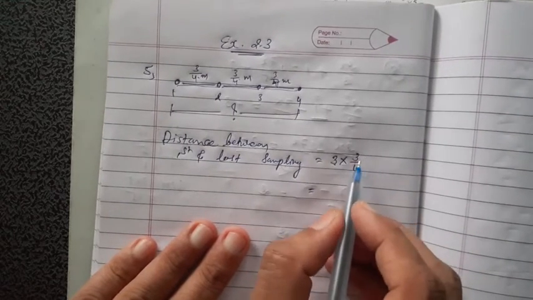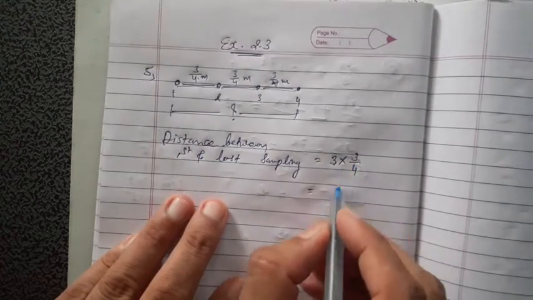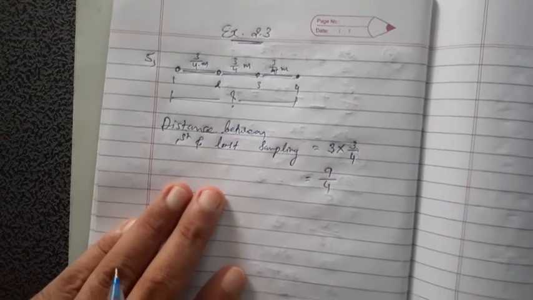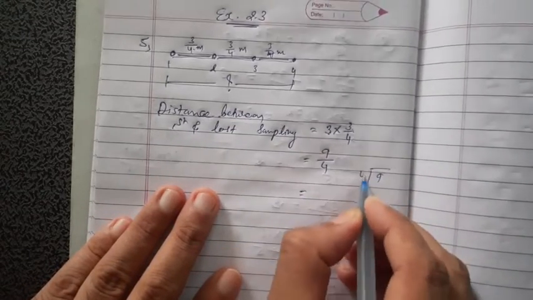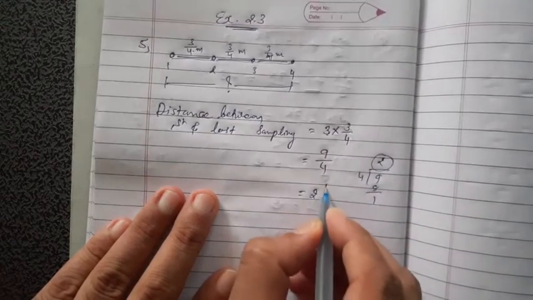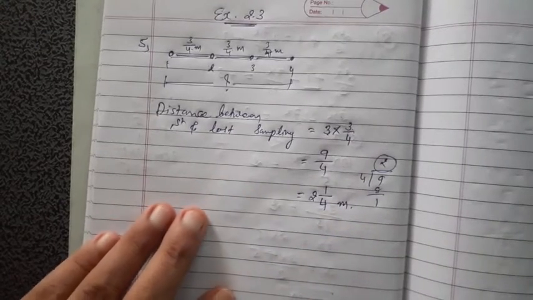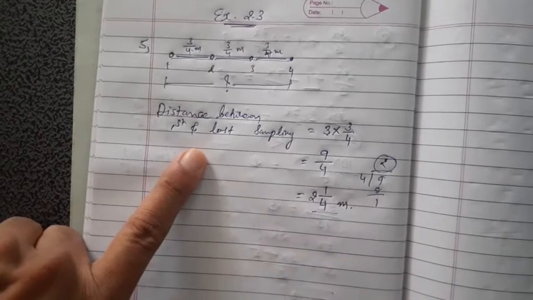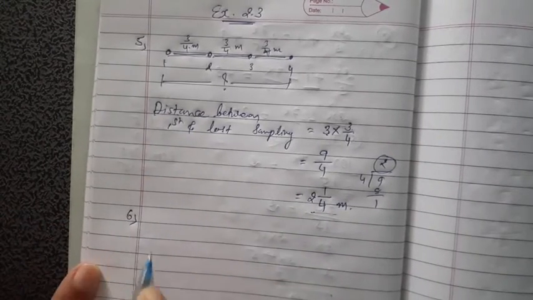So what to do? Multiply numerator with numerator. So 3 into 3, 9/4. Improper fraction is there, so convert into mixed fraction: 4 twos are 8 and here 1. Integer part 2, so 2 integer 1/4 meter. Okay, so distance between first and last sapling is 2 integer 1/4 meter. Okay, next number 6.